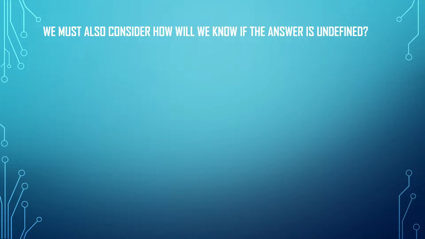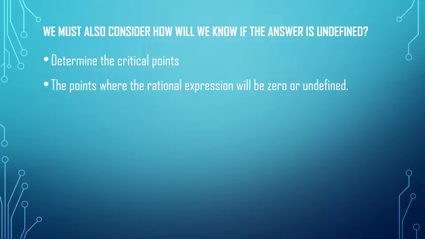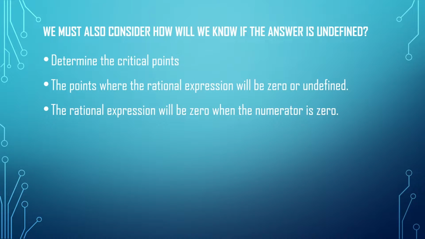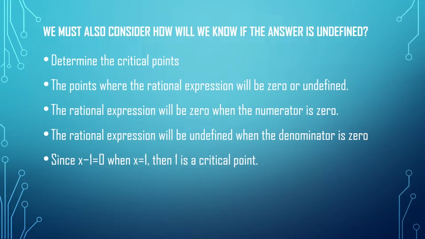We must also consider how we'll know if the answer is undefined. Determine the critical points, the points where the rational expression will be 0 or undefined. Rational expressions will be 0 when the numerator is 0. Rational expressions will be undefined when the denominator is 0. Since x minus 1 equals 0 when x is equal to 1, then 1 is a critical point.